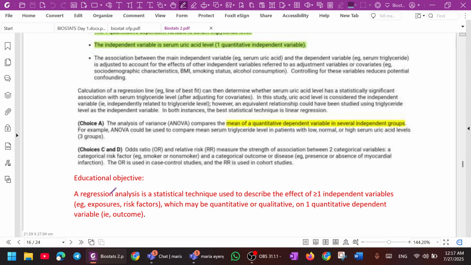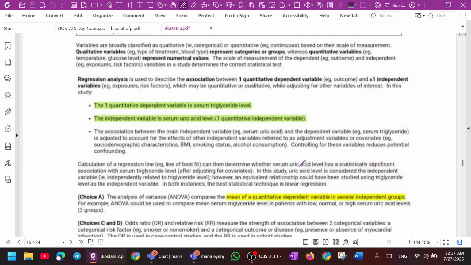I think just remember that regression is two quantitative variables, two that have numbers. So here the level of uric acid will be 2, 3, 4, whatever, and the level of triglycerides will be 150, whatever. So you're comparing two variables that have numbers. I think it's easier to remember like that. So two variables with numbers, that is linear regression. And you can read C and D. It will make you understand why it's not relative risk.